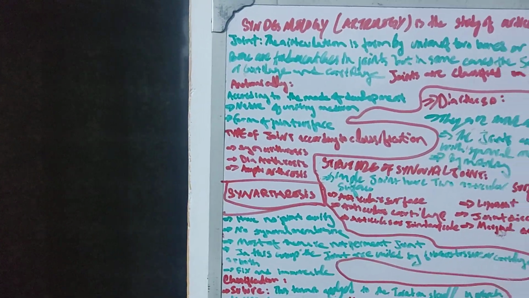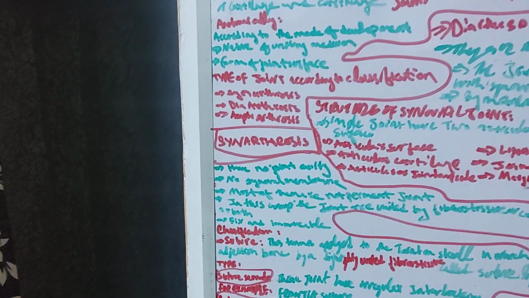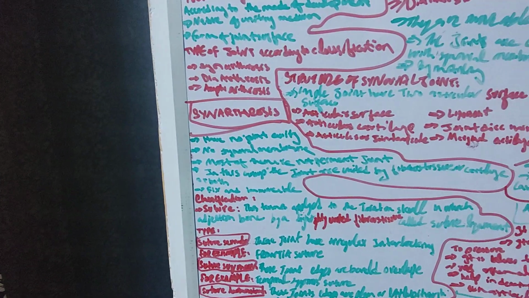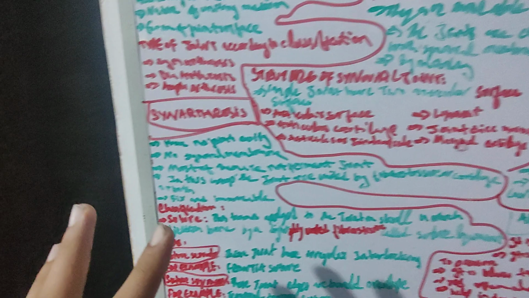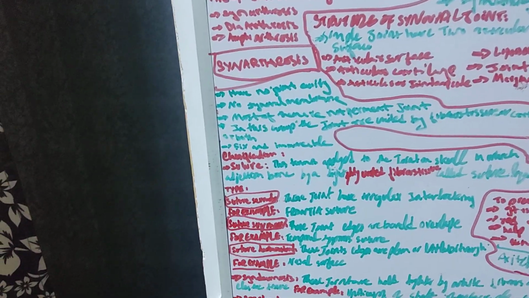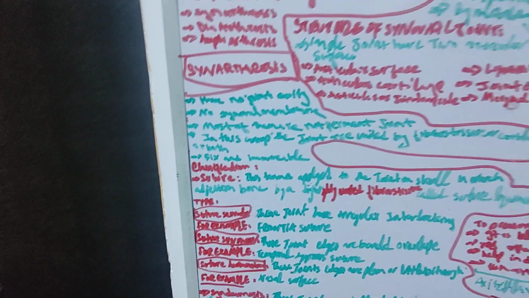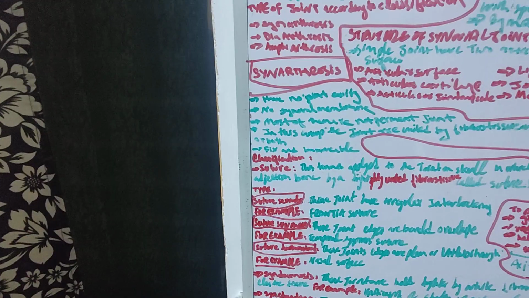Types of joint according to classification: we have synarthrosis, diarthrosis, and amphiarthrosis. Synarthroses are immovable joints, not moving joints. The joint cannot move. They have no synovial fluid. Most of them are not permanent joints, but some of them are permanent joints.